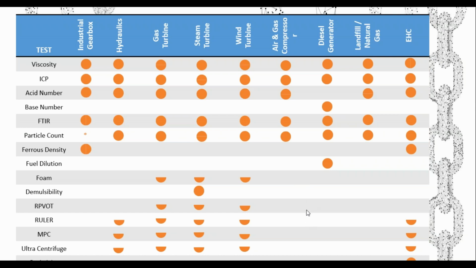So something else that's interesting that's application specific is when you look at the steam turbine column, we talk about running demulsibility routinely for that, but not for gas turbine, wind turbine, or many of the other applications listed here. And the interesting point is that demulsibility is so important because it's looking at the ability for the lubricant to separate from water.